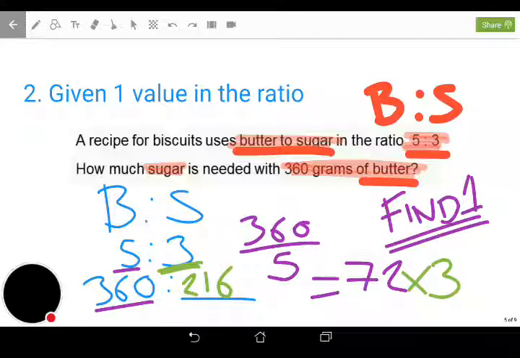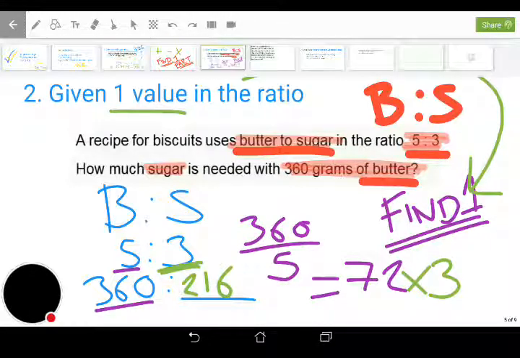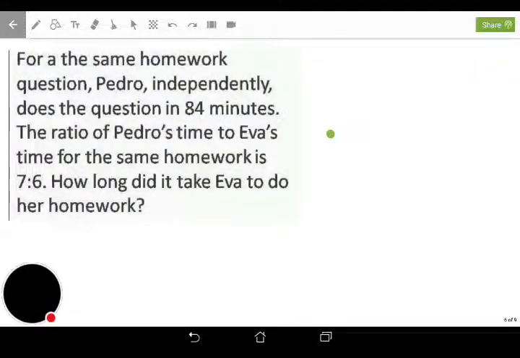Okay, so when given one value, again, find one. Always find one. If you can find one part of the ratio, you know all the parts of the ratio after that. Now I'm going to put this question up on the board for you, and I'll give you a minute and let you have a go of it yourself, and then we'll come back and talk our way through it.